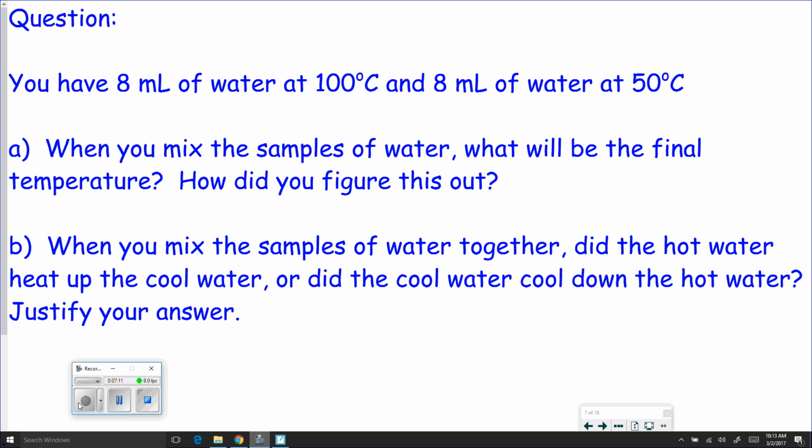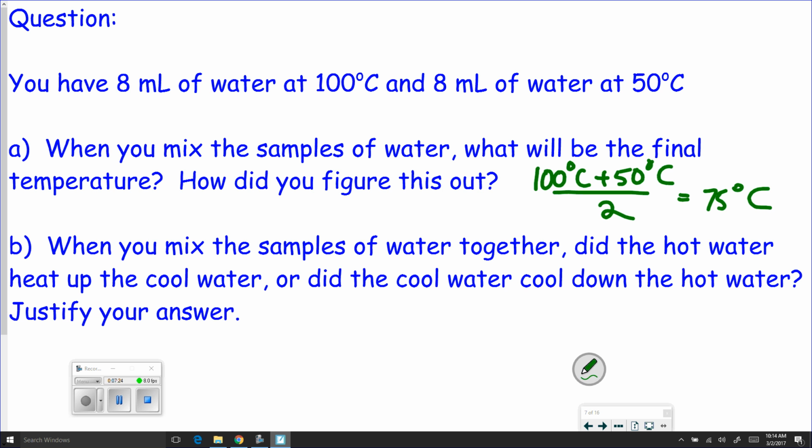So I say 100 degrees Celsius plus 50 degrees Celsius divided by 2 is 75 degrees Celsius. However, if I had more hot water than cold water, the final temperature would be warmer. And if I had more cold water than hot water, the final temperature would be colder, by the proportion that we added the waters together.